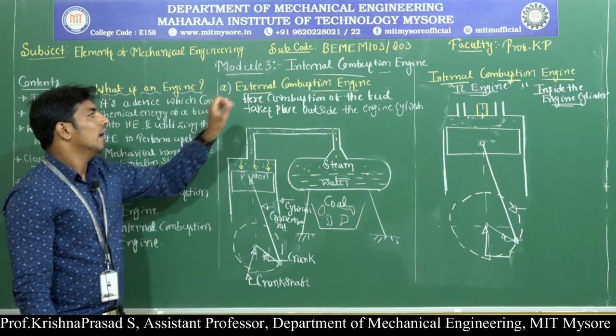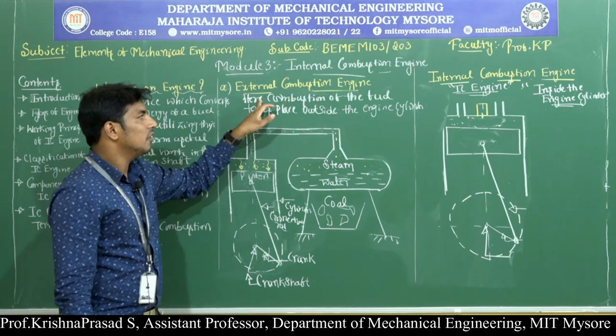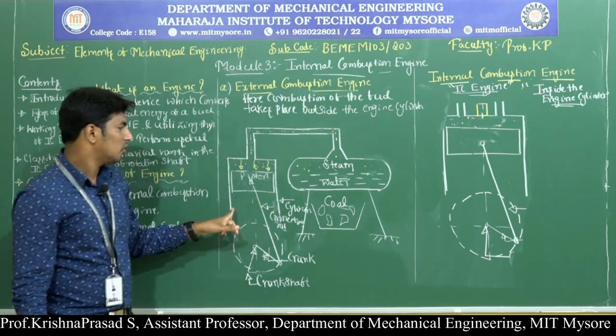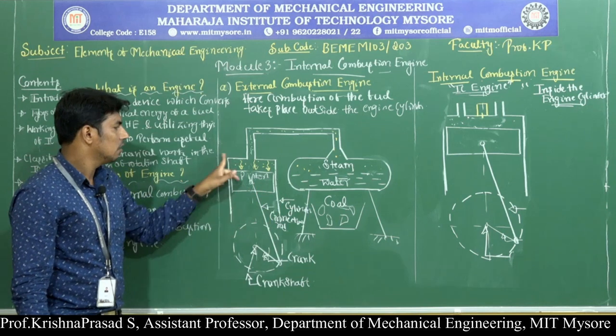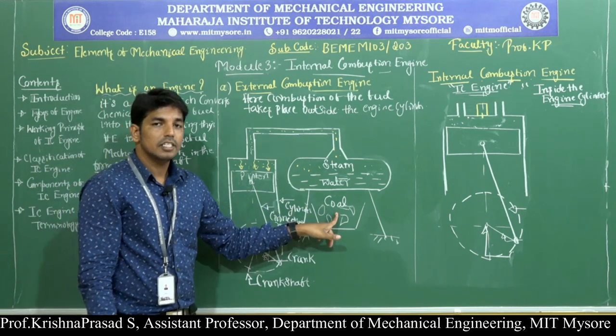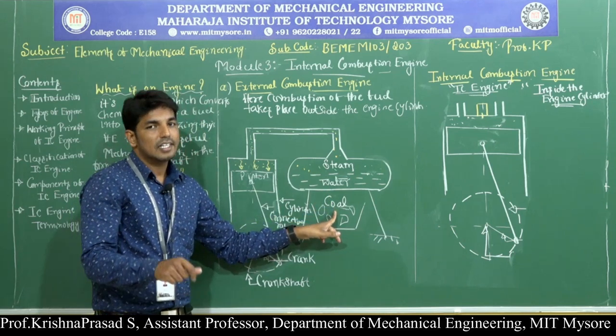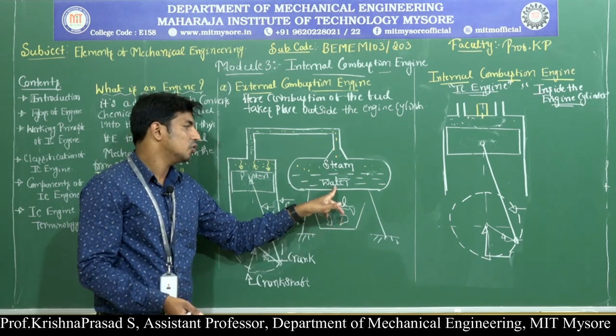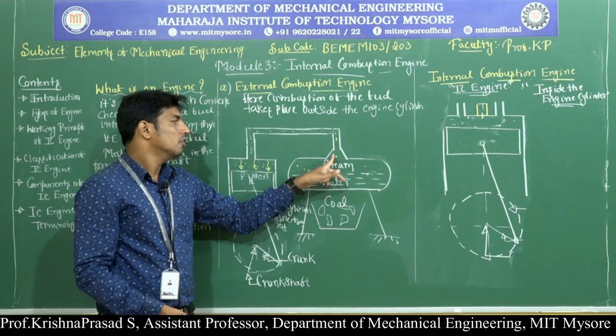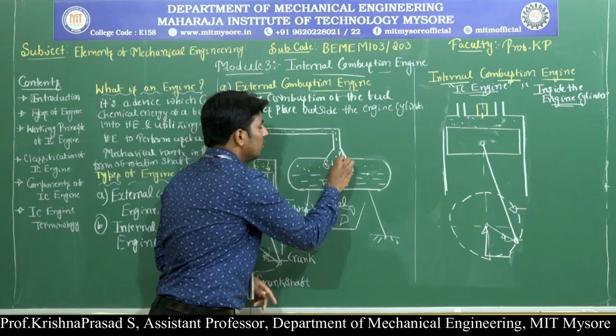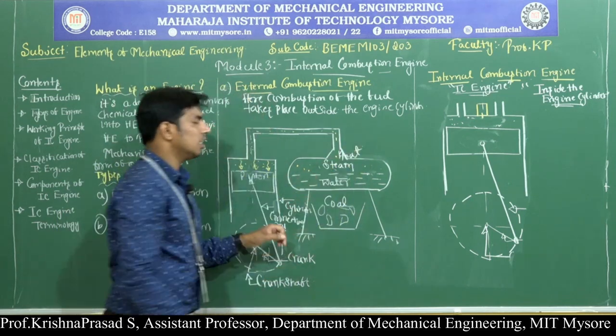I repeat, external combustion engine: here combustion of the fuel takes place outside the engine cylinder. Observe here, this is the engine cylinder and the combustion of coal takes place outside. This combustion of the coal liberates heat energy. That heat energy is used to convert the water into steam. So in the steam, the available energy is nothing but heat energy.